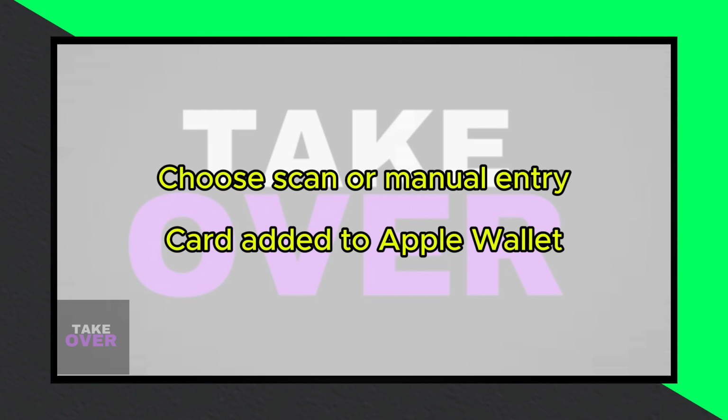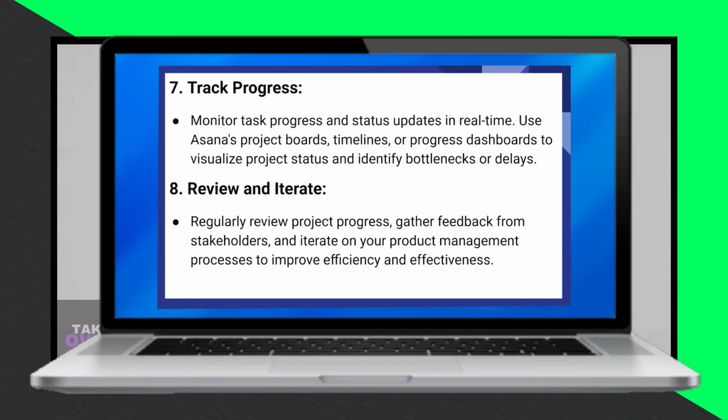Monitor task progress and status updates in real time using Asana's project boards, timelines, or progress dashboards to visualize project status and identify bottlenecks or delays. Regularly review project progress, gather feedback from stakeholders, and iterate on your product management processes to improve efficiency and effectiveness.